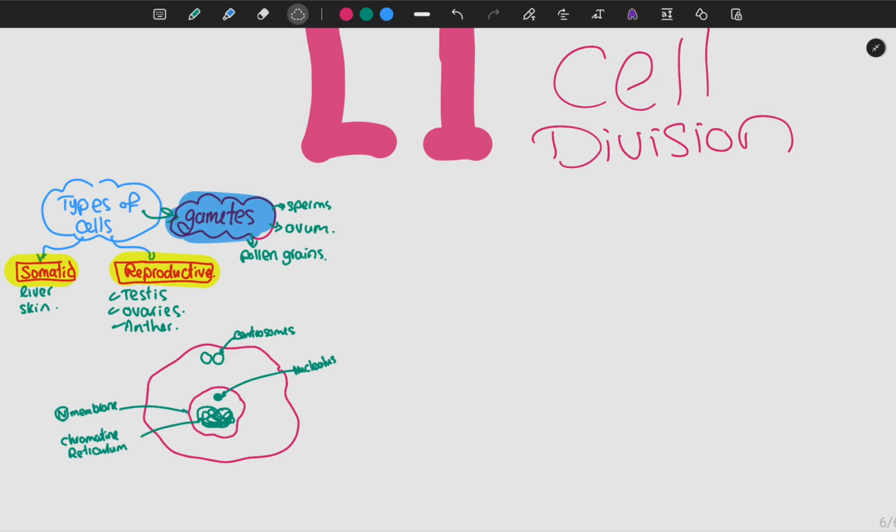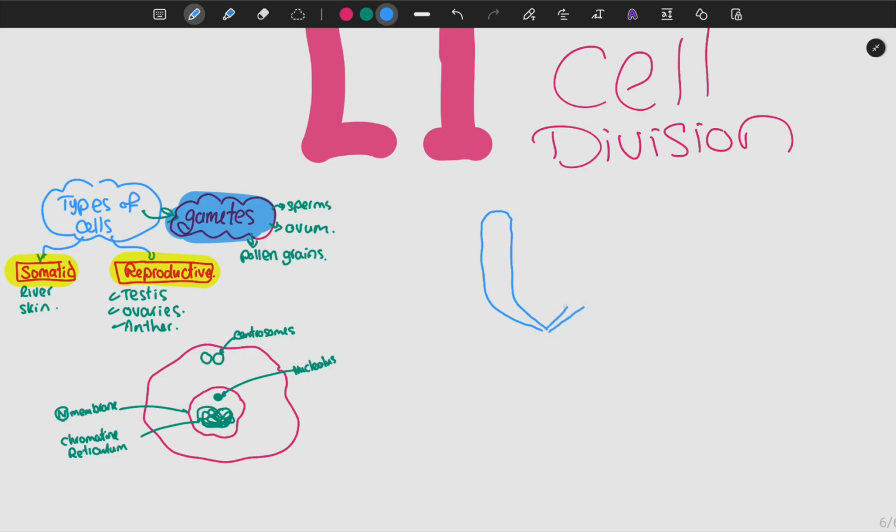Now we have something inside the nucleus. It's called chromatin reticulum. As we said, this chromatin reticulum is very long, very tall, but during the cell division, it is condensed together to form something called chromosome. Of course, you may have heard about the chromosome before, but today we will take a revision of it. Okay, it is like this.